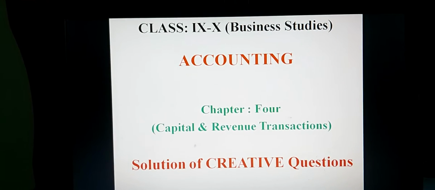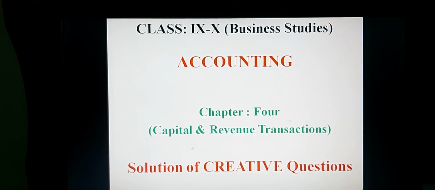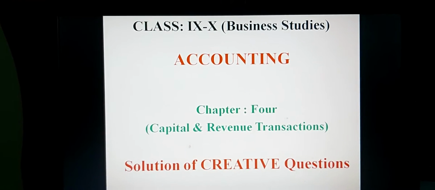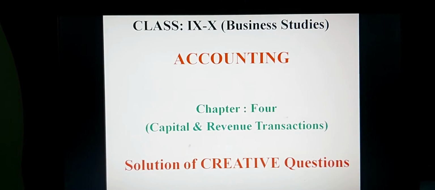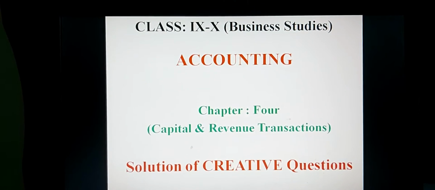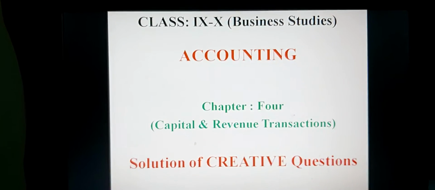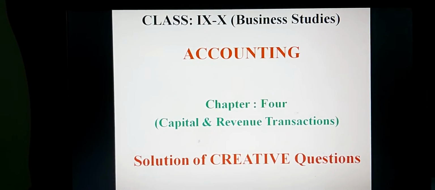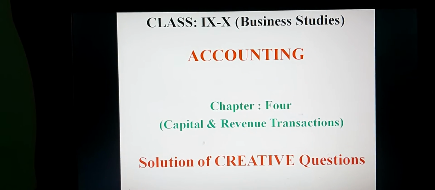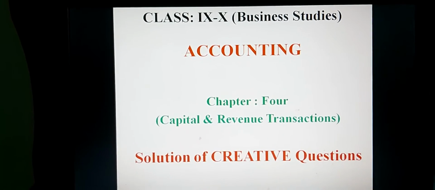From this information, you have to answer the following questions or requirements. Requirement A: What is the amount of capital received? Requirement B: What is the total amount of revenue incomes and revenue expenditure? Requirement C: Find out the amount of owner's equity at the end of the year.